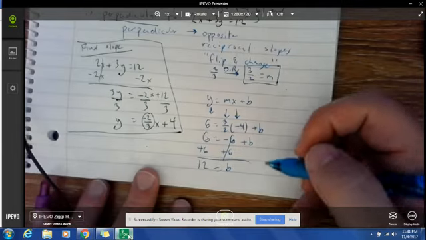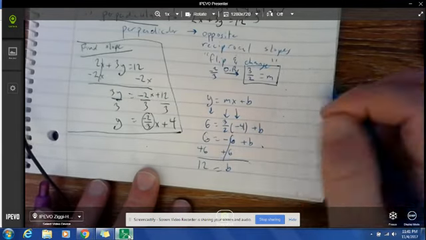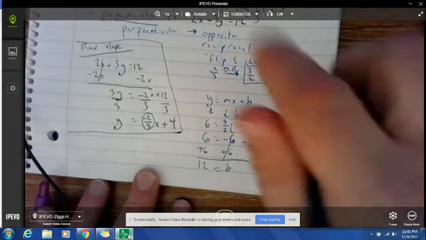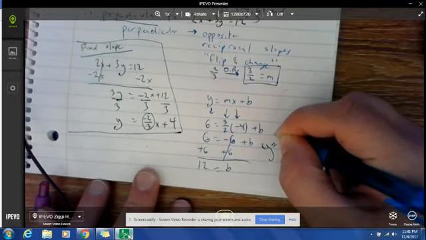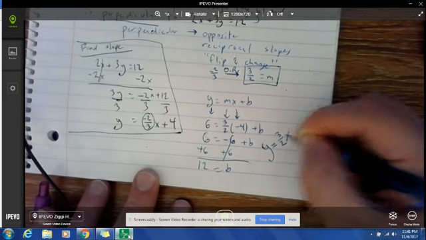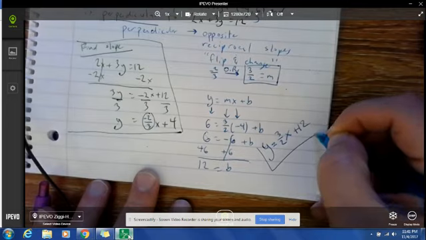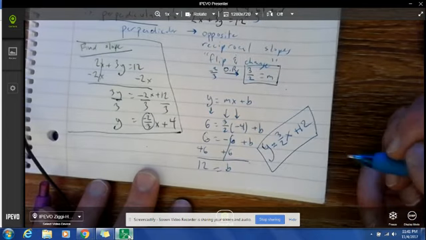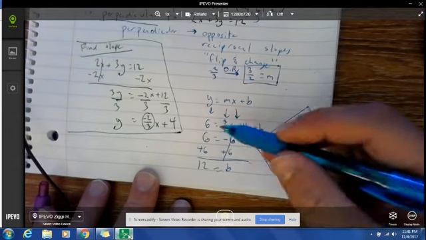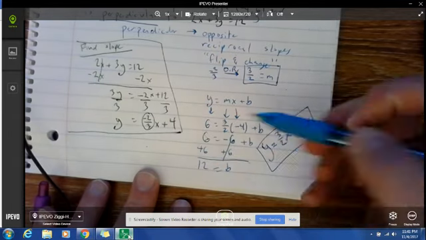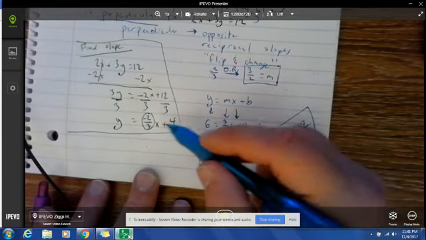So guess what? Our line that is perpendicular to 2x + 3y = 12 and goes through (-4, 6) is y = 3/2 x + 12. That is our answer. Isn't that brilliant? See, so the slope over here is -2/3. The slope over here is positive 3/2. Opposite reciprocals, perpendicular lines.